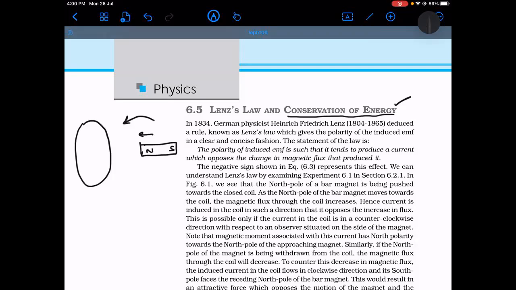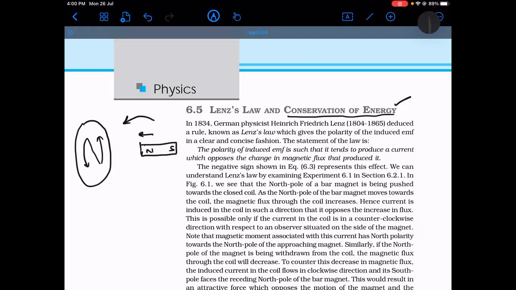the coil which is facing the magnet will behave like a north pole. Will behave like a north pole. Means if any particular pole is taken closer to the magnet, then the magnet will start generating the same polarity.